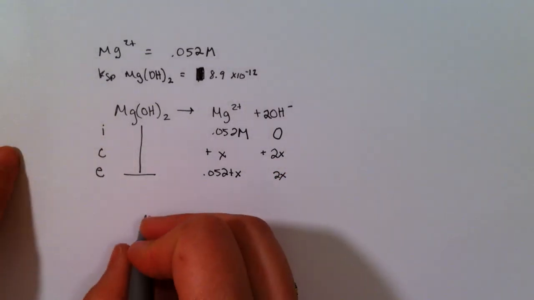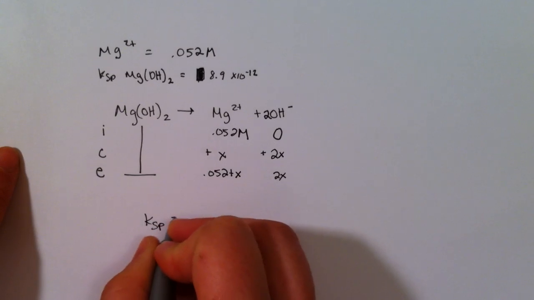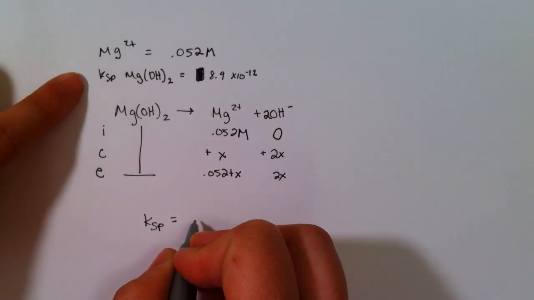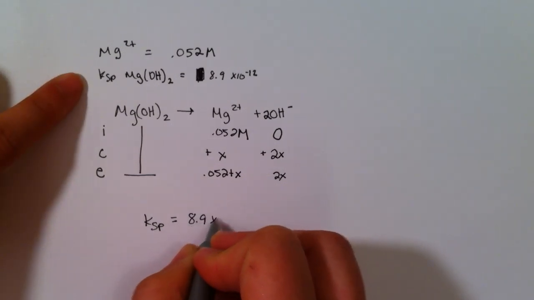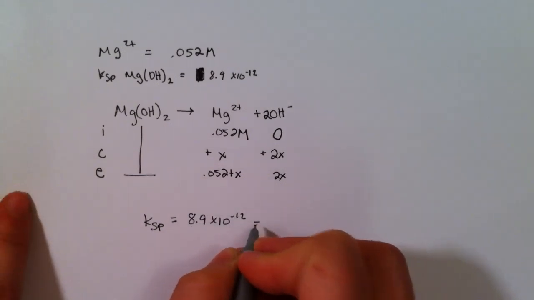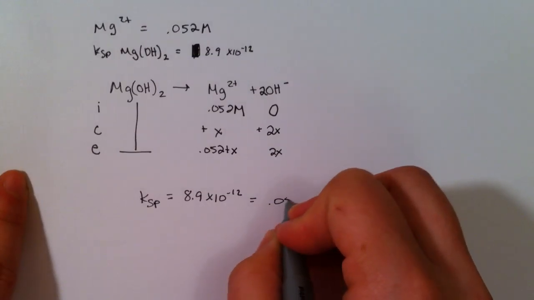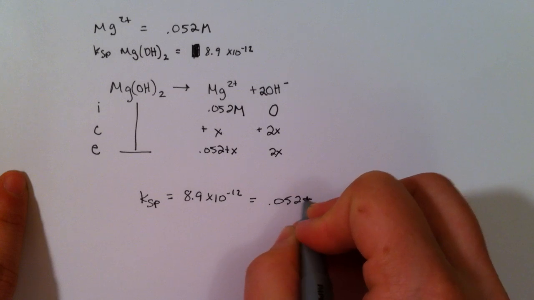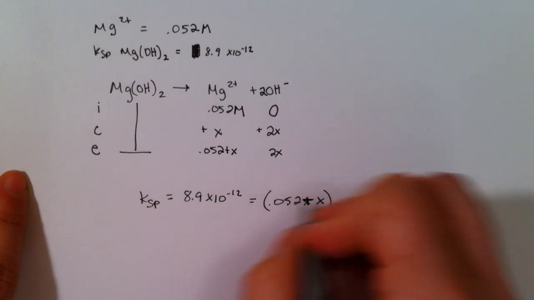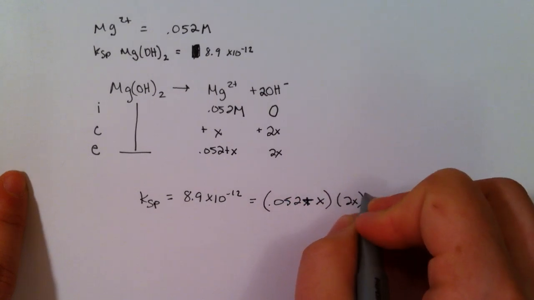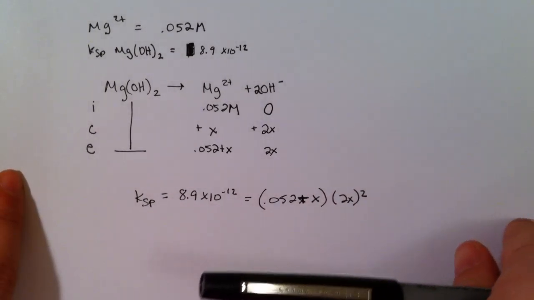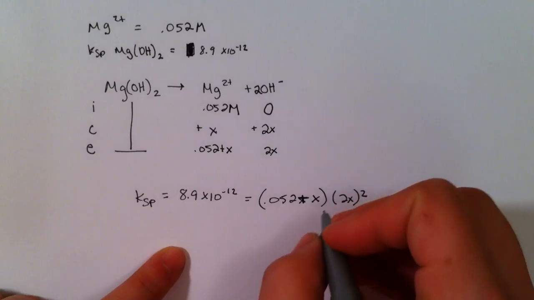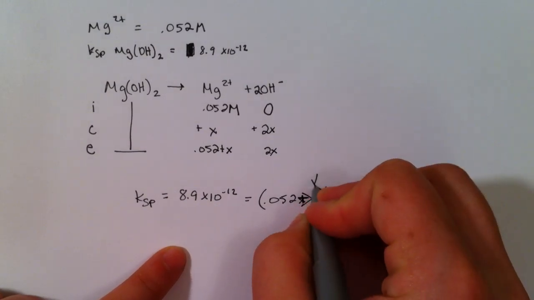Now we know KSP. KSP is 8.9 times 10 to the negative 12th, and that's equal to 0.052 plus x, times 2x squared. Now, we get to do something fun here. Because this is so small, we can neglect the x for 5%. You have to write that.